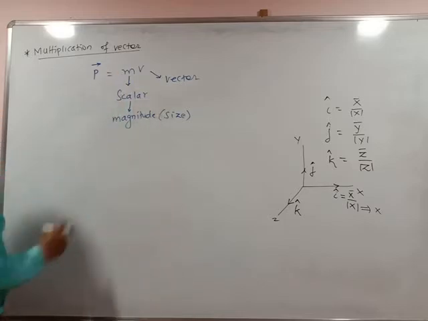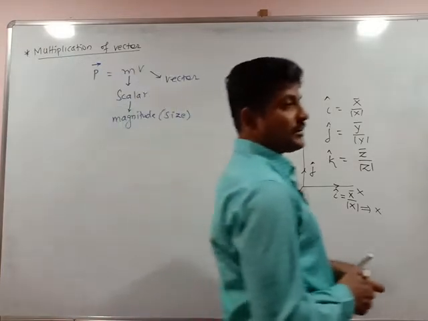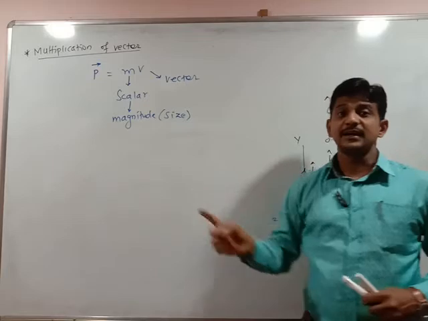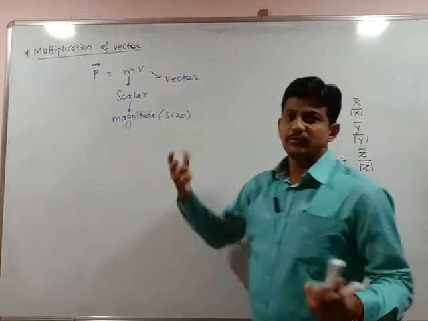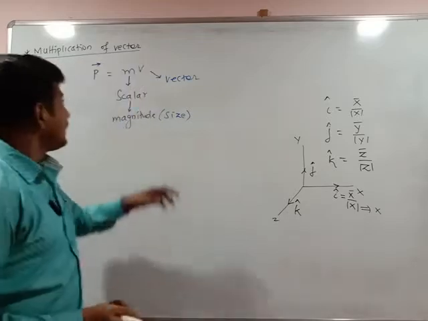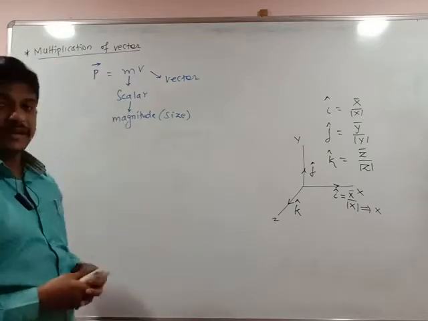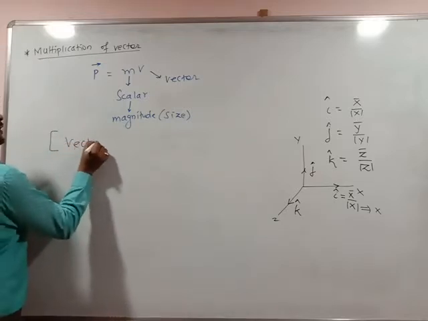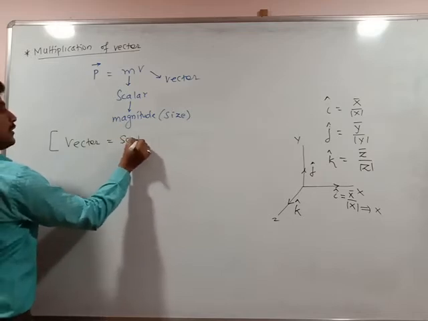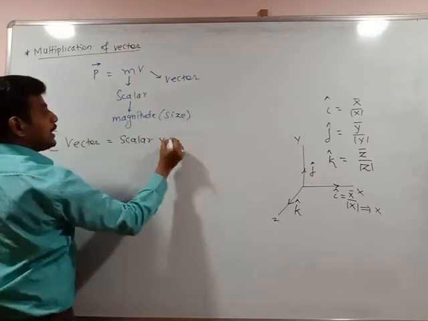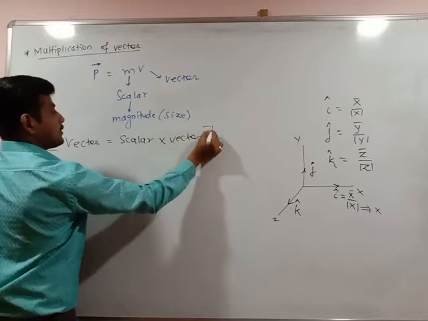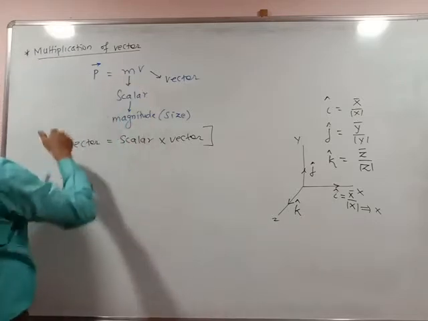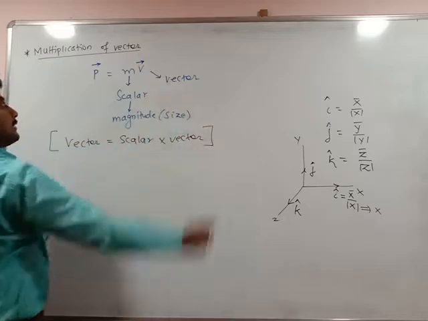Momentum is nothing but the product of mass and velocity. Mass is a scalar quantity because it shows only the magnitude, that is the size, and velocity, we know, is a vector. So scalar into vector gives a vector quantity. In short, you can write that multiplication of vector is a vector: scalar, that is mass, into velocity gives a vector. So keep in mind, scalar into vector always gives a vector quantity.